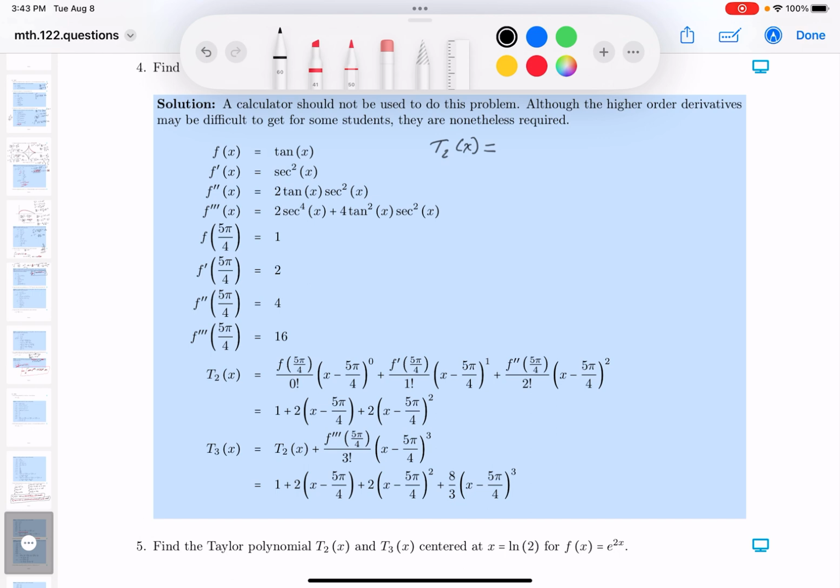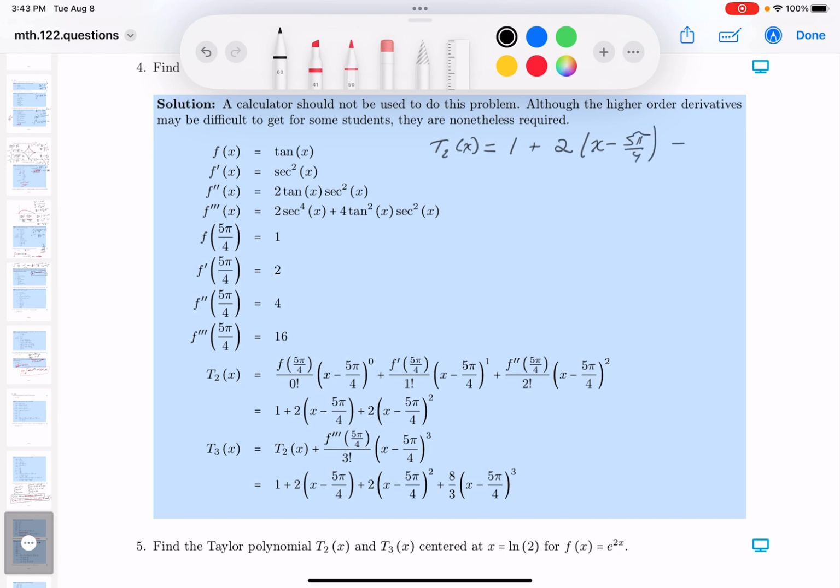Well, it's going to be fairly simple. It's going to be f evaluated at 5 pi over 4. We just did that, 1. Then it's going to be plus f prime at that number, which is 2. Whoops, that's a mistake right there. Let me erase that. Which is 2. And then it's going to be x minus 5 pi over 4 to the 1st power.